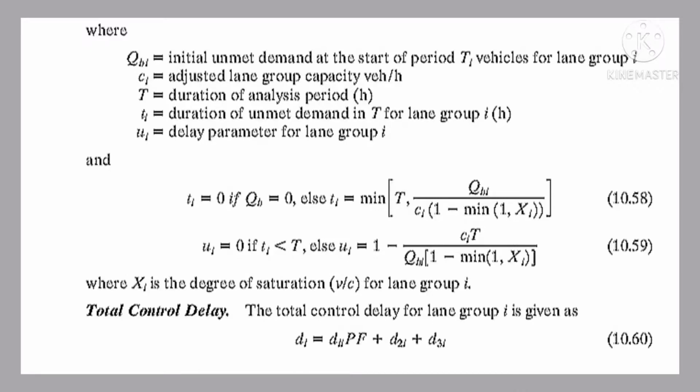Total control delay. The total control delay for lane group i is given as di equals d1i times PF plus d2i plus d3i. That is the equation given, 10.60.